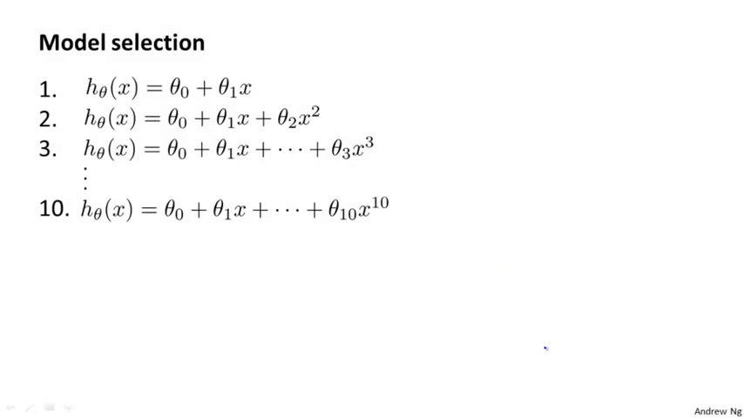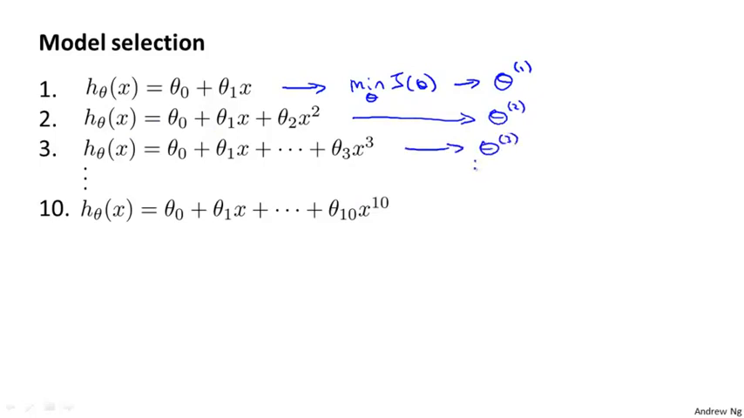Concretely, we're going to first take our first hypothesis, the first model, and minimize the cost function, and this will give me some parameter vector theta for the linear model. As before, I'm going to put a superscript 1 to denote that this is the parameter for the linear model. We do the same thing for the quadratic model, get some parameter vector theta 2, get theta 3, and so on down to, say, the 10th order polynomial.